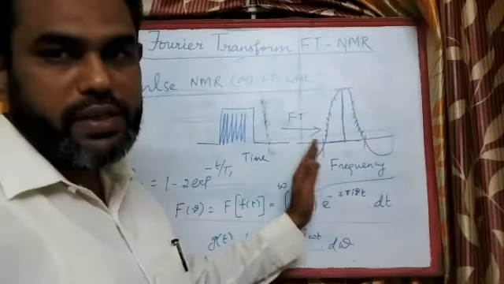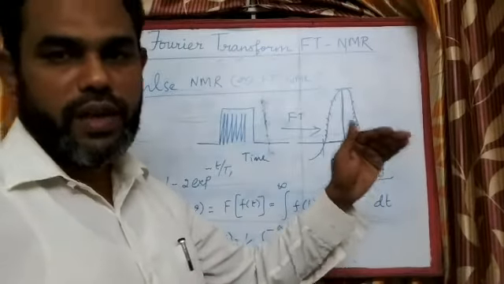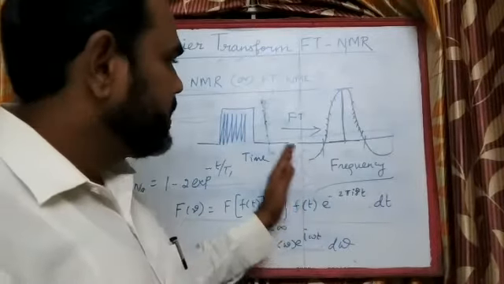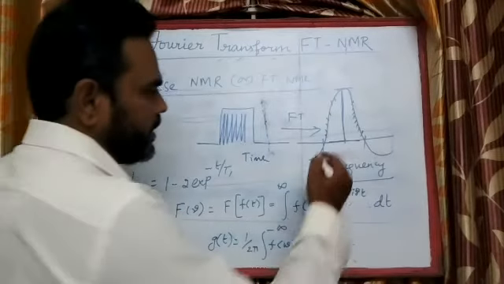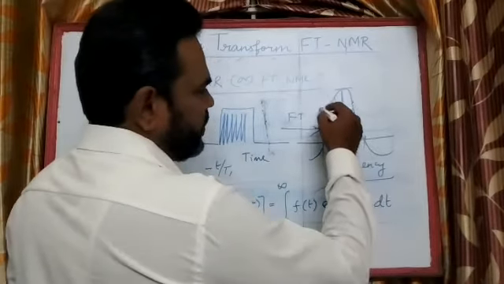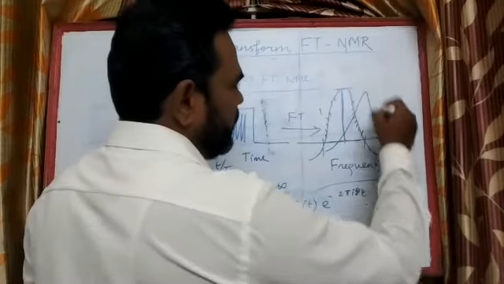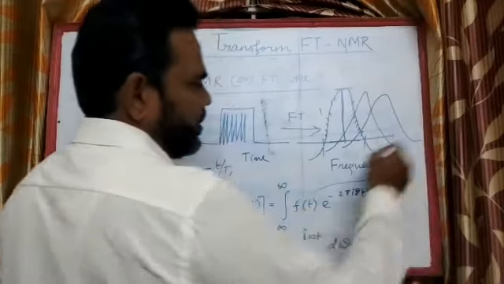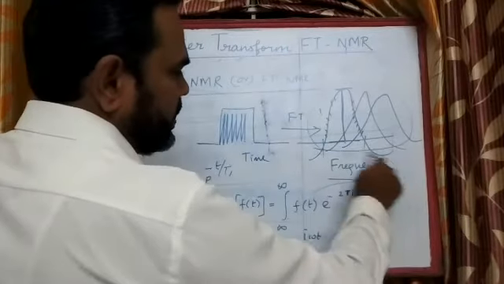So what happens is all the protons resonate within the very high frequency, which gets recorded. This is for one particular resonating proton, and you will get it for different protons. So this is the frequency domain.